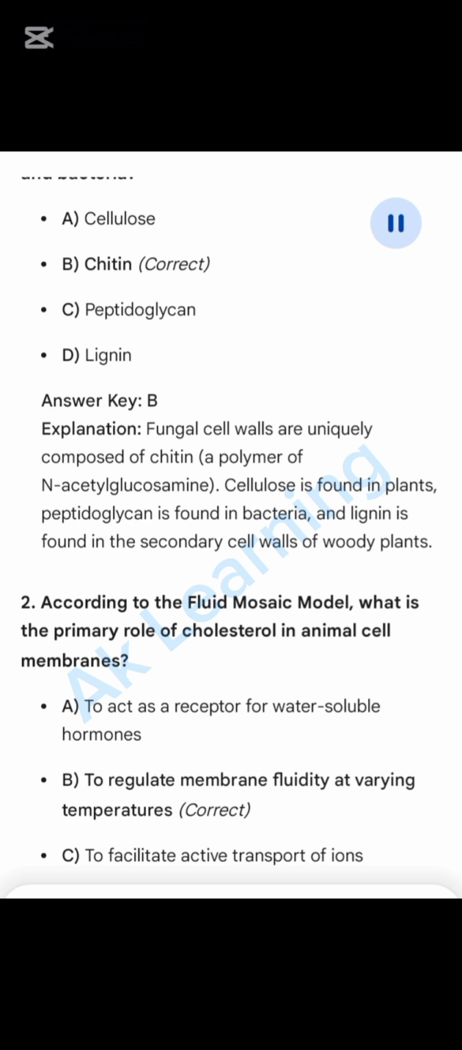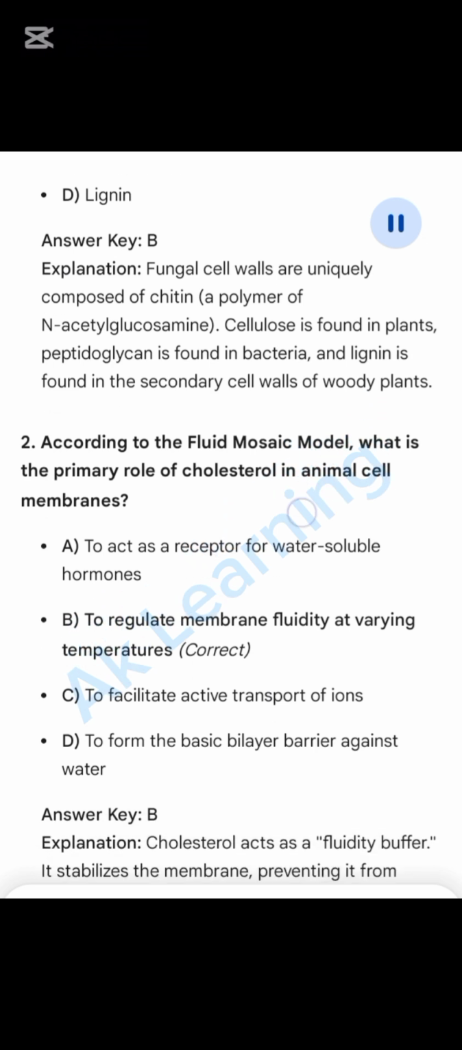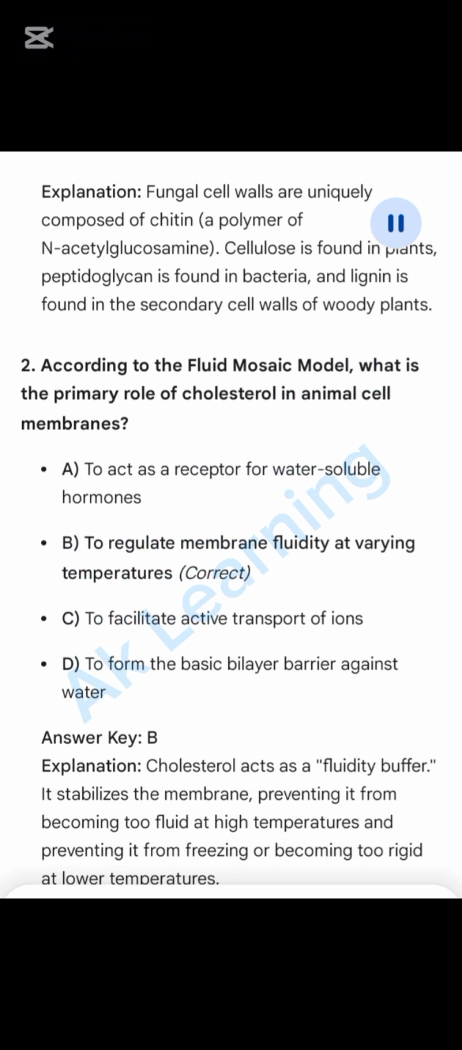Cellulose is found in plants, peptidoglycan is found in bacteria, and lignin is found in the secondary cell walls of woody plants. 2. According to the fluid mosaic model, what is the primary role of cholesterol in animal cell membranes?